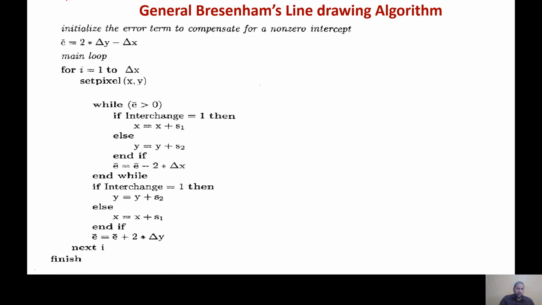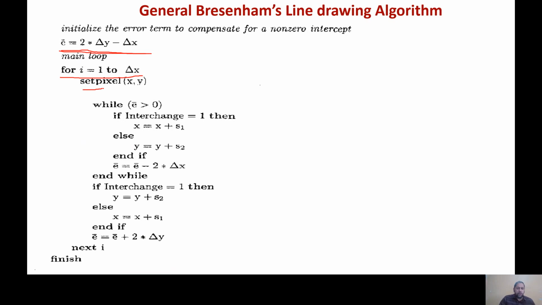Okay, so what we are going to calculate here is Bresenham's algorithm, which uses the error term. The error term, E bar, is equal to 2 into dy minus dx as per the algorithm. Then I'm using the for loop starting from I equal to 1 to delta x.